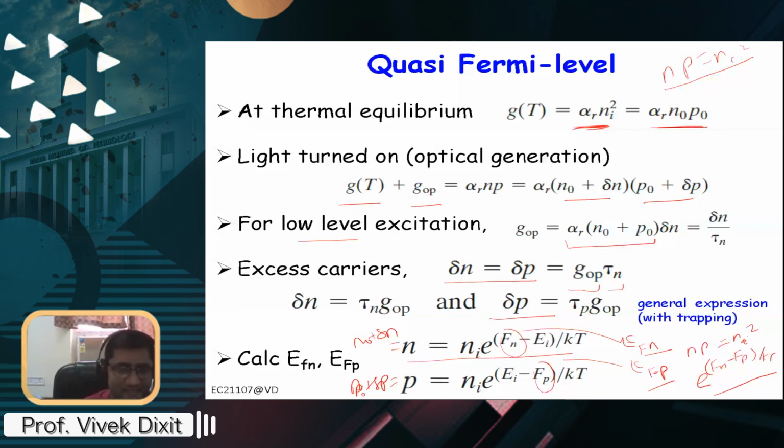So these are excess carriers, and delta n and delta p are both equal. Now in some cases, if there is trapping, the actual concentrations of electrons and holes can be different. That also we will see in a coming lecture. But for now this is the expression. For optical generation, delta n and delta p are equal, and they are the optical generation rate times tau n. With this modified carrier concentration, you can calculate the separate Fermi levels for electrons and holes, and these Fermi levels are called quasi Fermi levels.